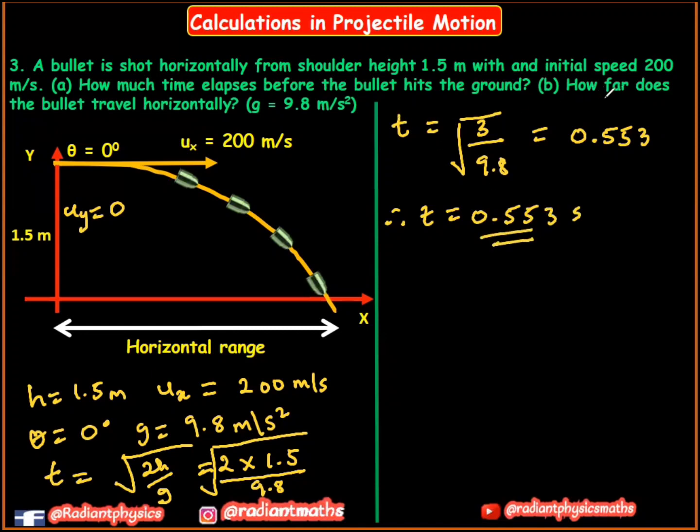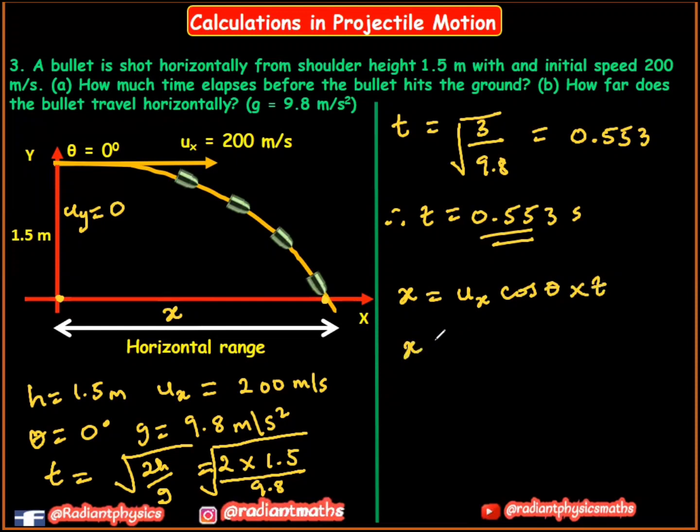The second question is, how far does the bullet travel horizontally? Which means from the point of projection, the point at which it was shot, to the point at which the bullet hits the ground surface again. So the distance, which is the horizontal range. Let's call this point X, and I'm going to use this formula: X is equal to u cos theta multiplied by the time.